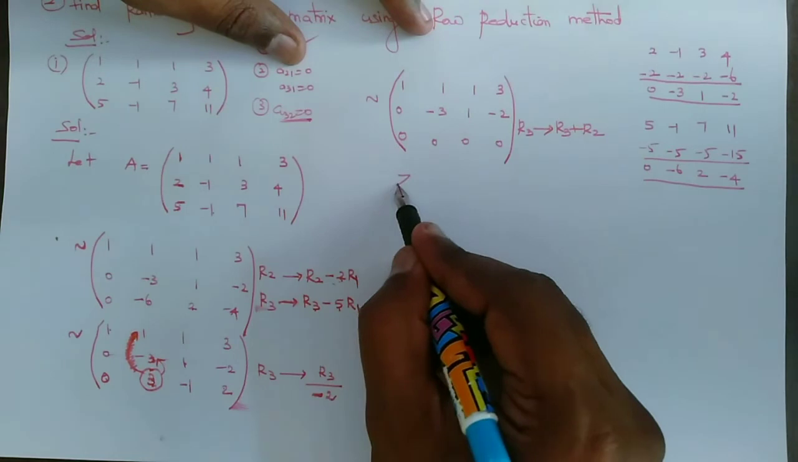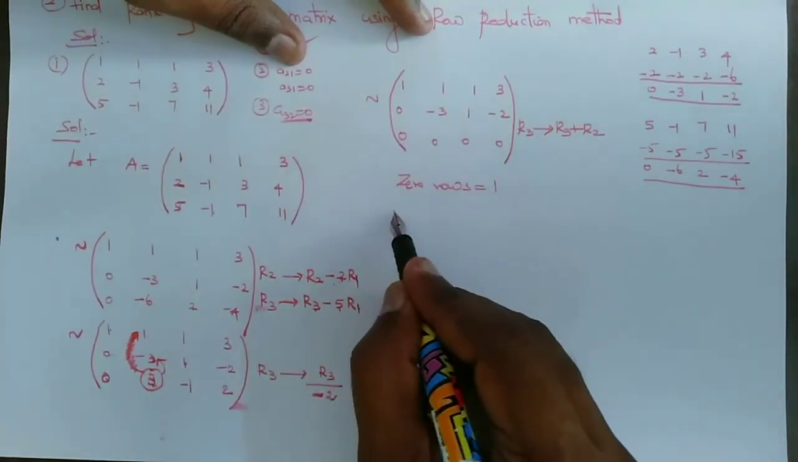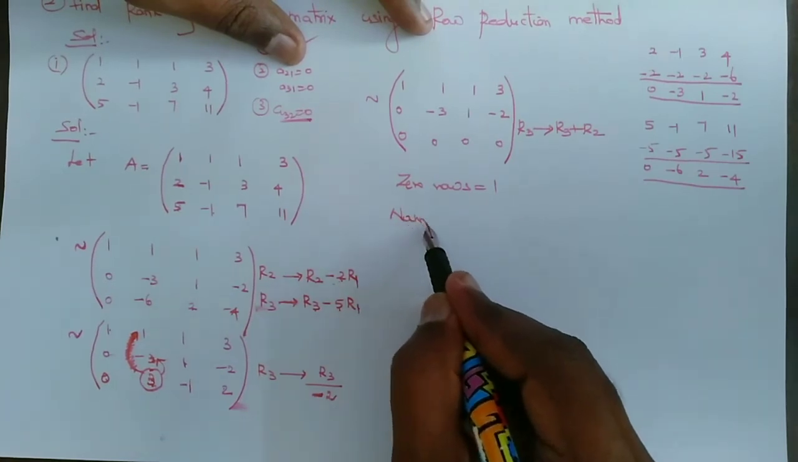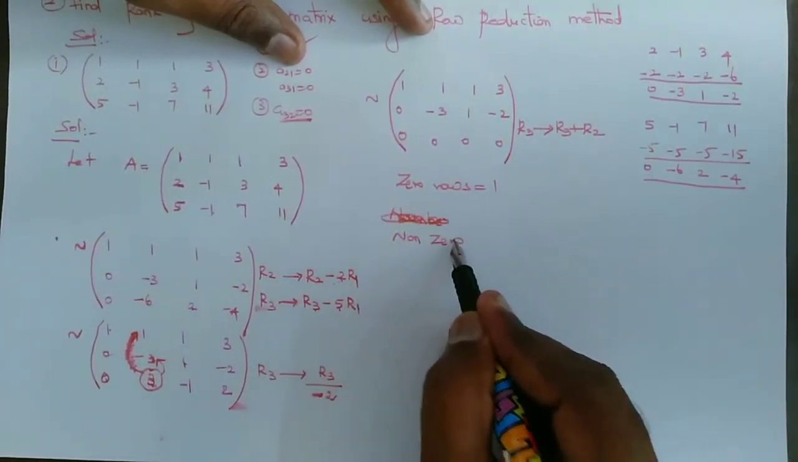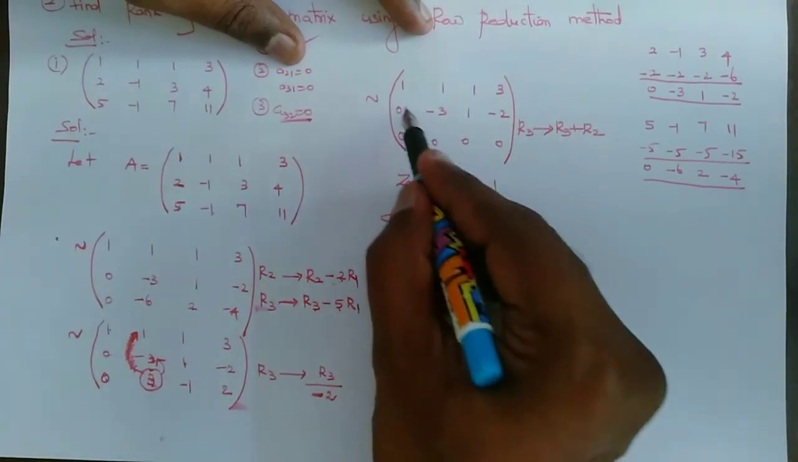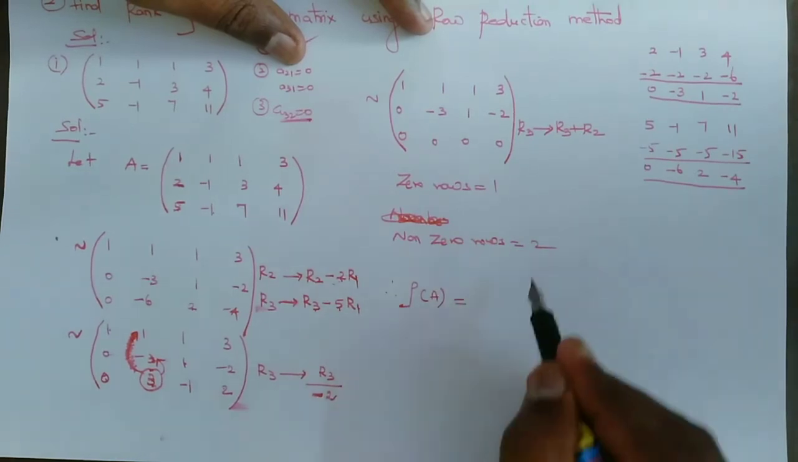So we get a fully 0 row. Now, how many non-zero rows? 1, 2. Therefore, the rank of A is equal to 2.